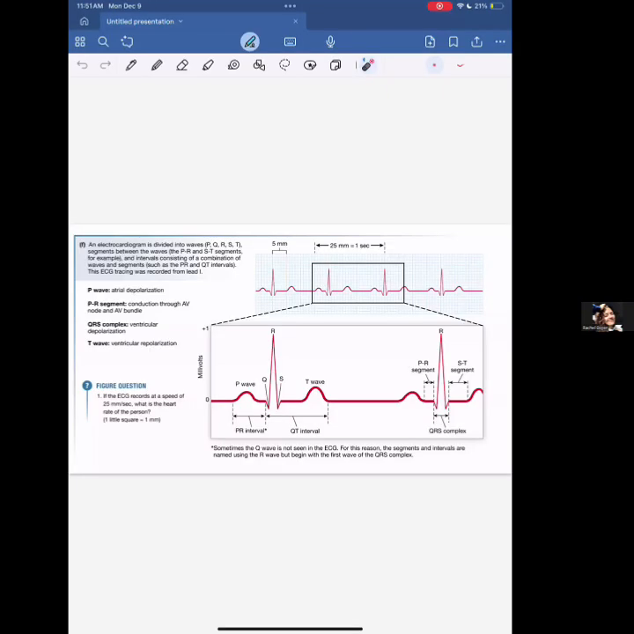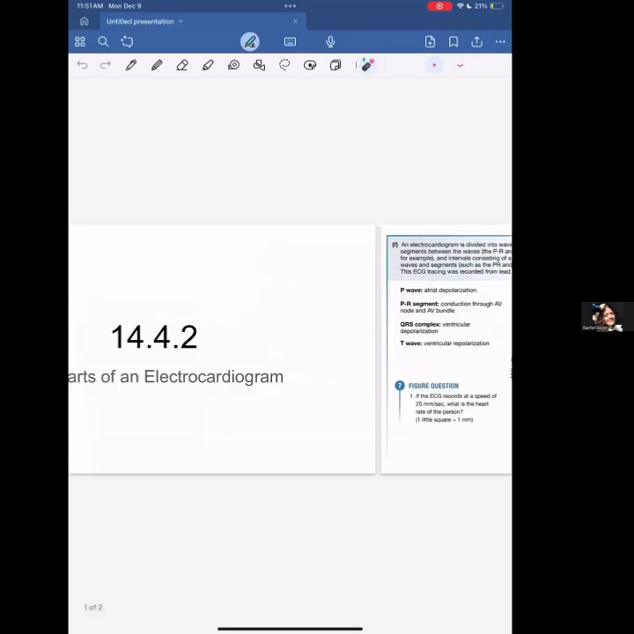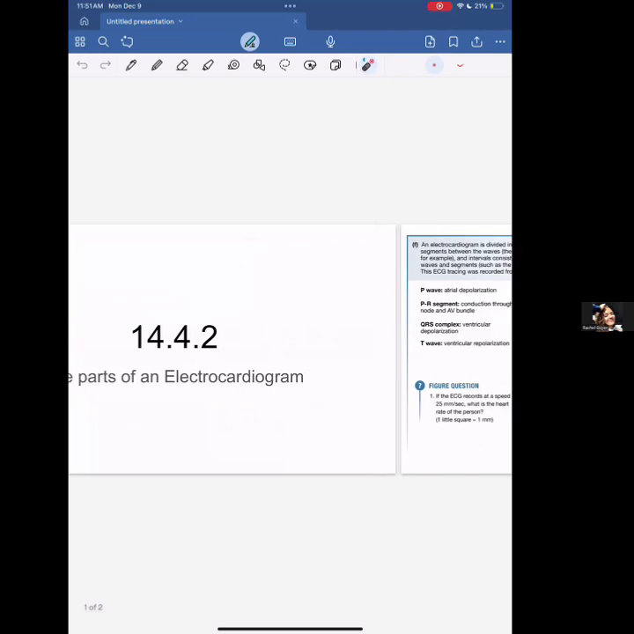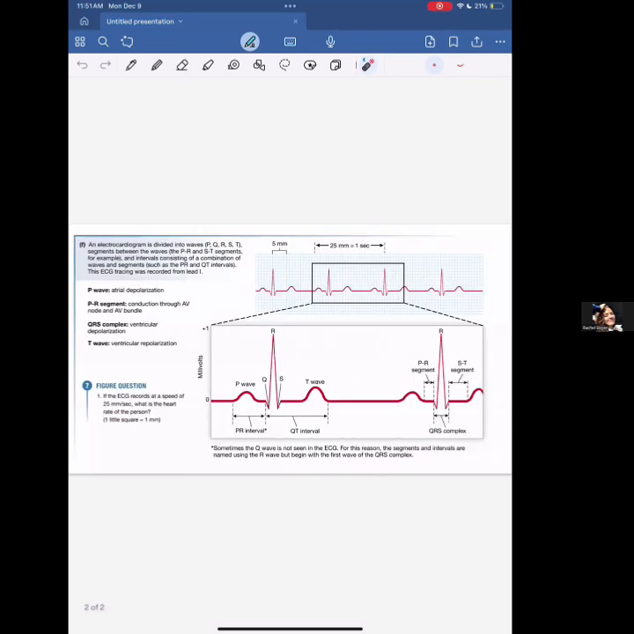Hey guys, so today I'm going to be going over learning objective 14.4.2, which is the parts of an electrocardiogram and how they relate to the mechanical events of the heart. So we're going to start off with this figure from the textbook.